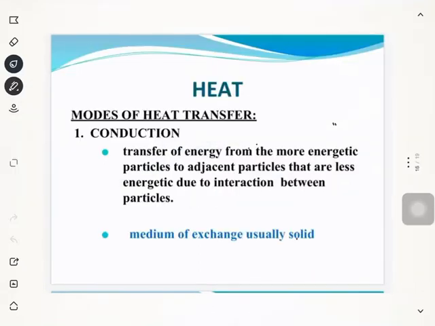Okay. So we have the modes of heat transfer. Number one, conduction. This is a transfer of energy from the more energetic particles to adjacent particles that are less energetic due to interaction between particles. The medium of exchange is usually solids.